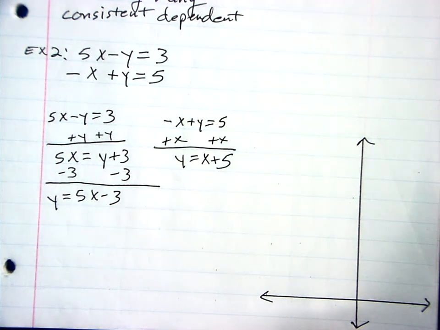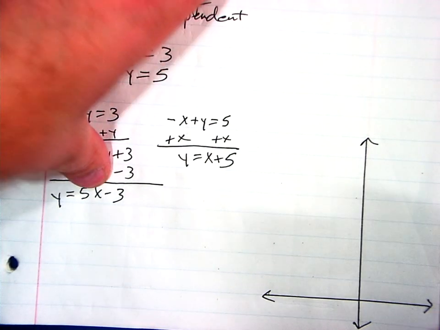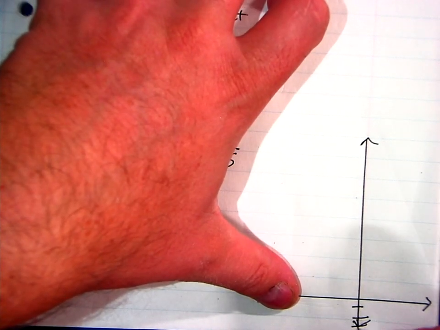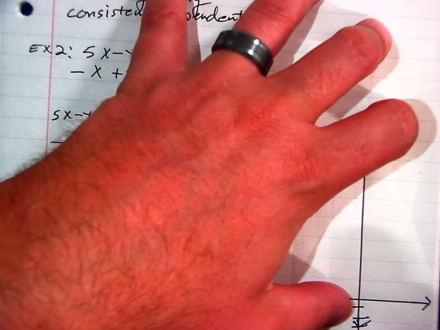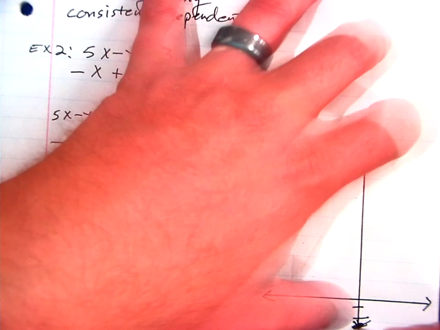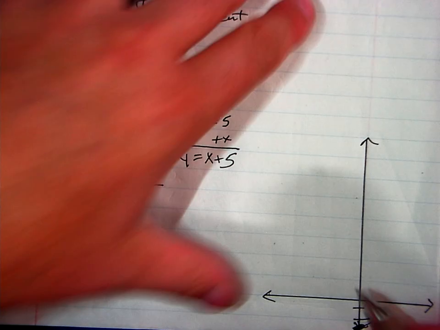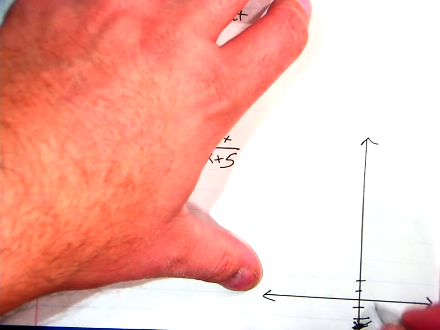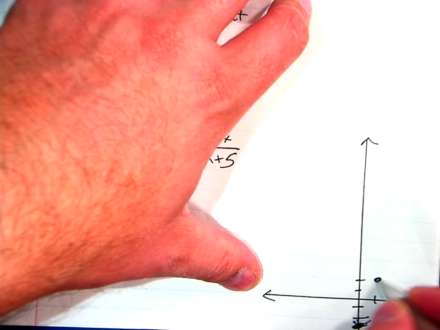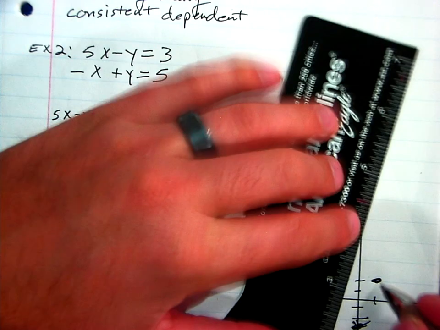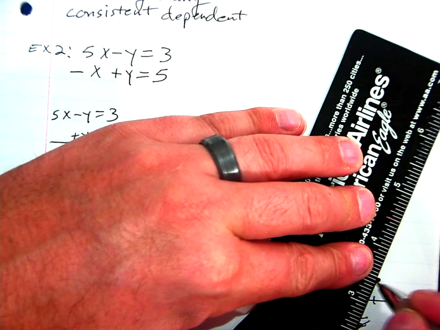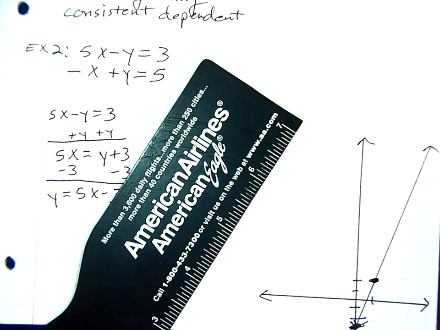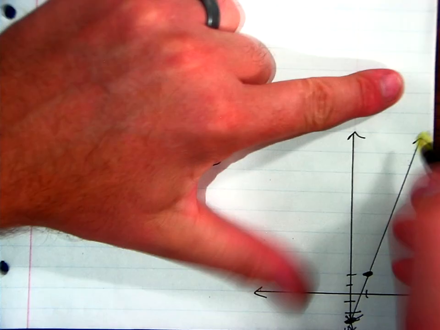All right, so my first point is 5x minus 3. So we're going to go down 3. 1, 2, 3. Go down 3 and put a point. From there, go up 5. 1, 2, 3, 4, 5. And to the right, 1. And draw your line. And because I'm an overachiever, I'm going to highlight mine.